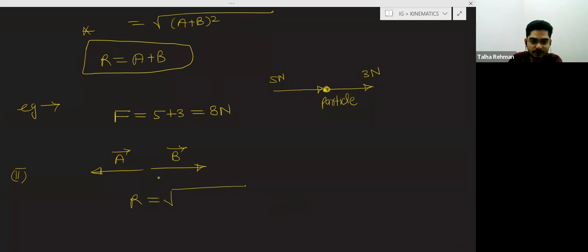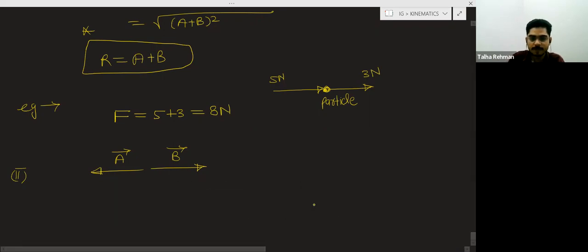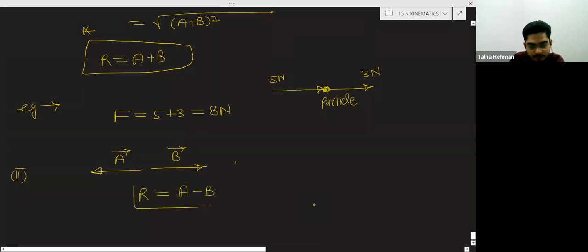Either you can calculate by using this formula, A square plus B square plus 2AB cos theta. Theta will become 180, and when it becomes 180, finally under root you will get A square plus B square minus 2AB, and that will be equal to A minus B whole square. So finally the resultant you will get is equal to A minus B, if two vectors are at a 180-degree angle or anti-parallel to each other.